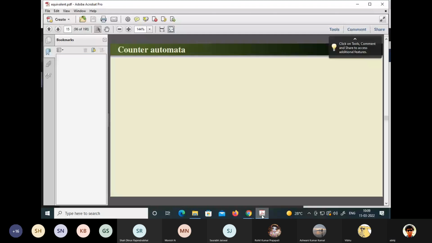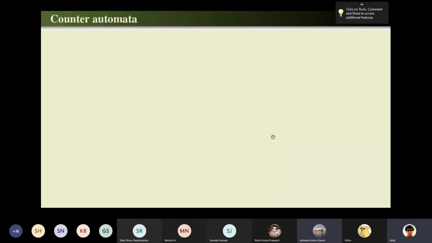Okay. So I will switch to our next topic. Yesterday I mentioned that if I am given a couple of stacks, then a Turing machine can be simulated. Today I will start by simulating a single stack by two counters.